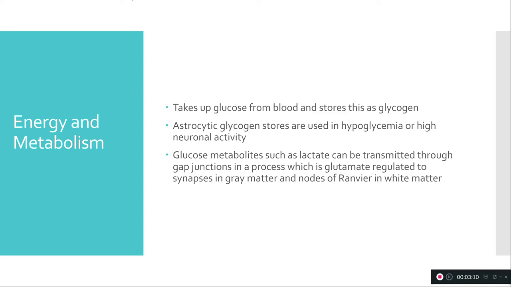So astrocytes play a role in feeding the neurons, whether it be delivering glucose directly from the blood or storing excess glucose to feed them when times get rough, right? And then glucose metabolites such as lactate can be transmitted through the gap junctions in a process which is glutamate regulated to synapses in gray matter and nodes of Ranvier in white matter. So again, how the astrocytes are going to play a role in the feeding of the neuron depends on where they're located, whether they're in the white matter or in the gray matter, and is directly dependent on the neuronal activity and blood glucose levels.